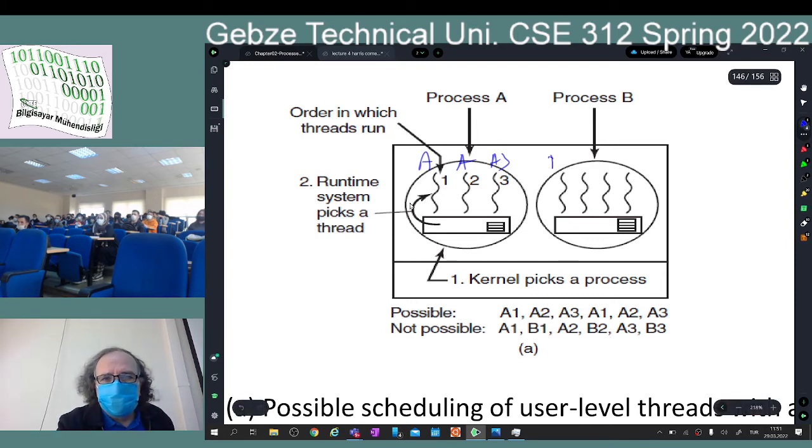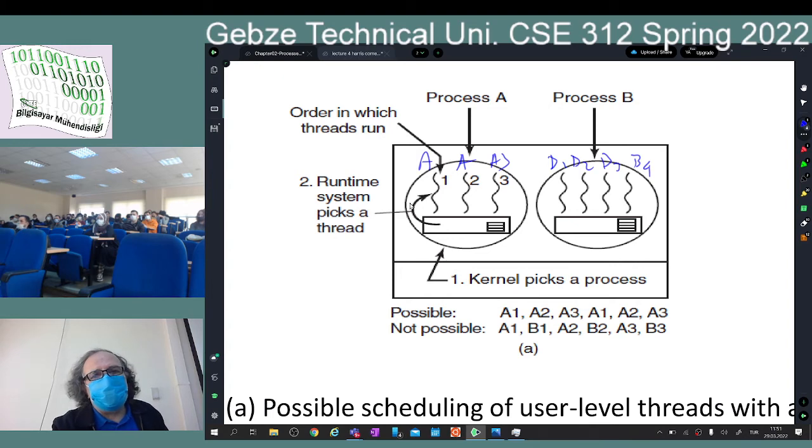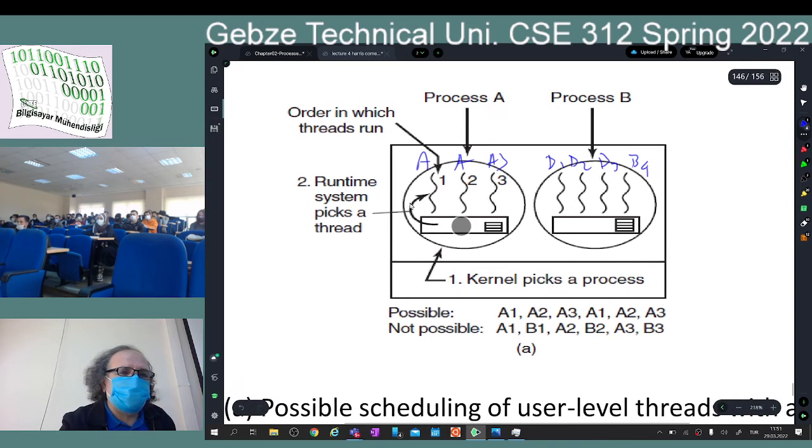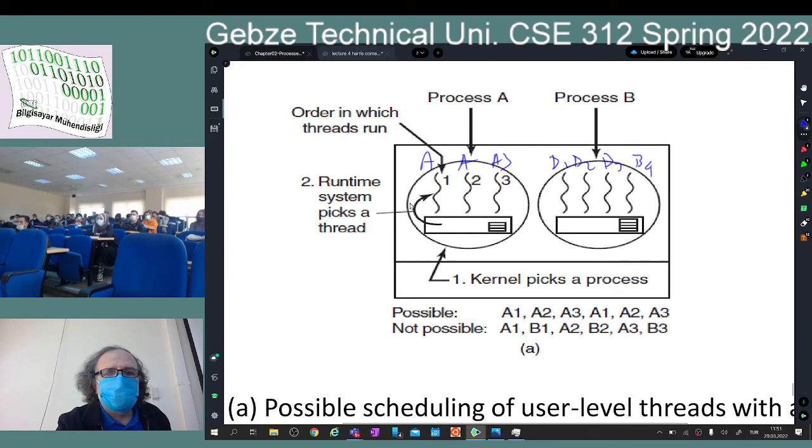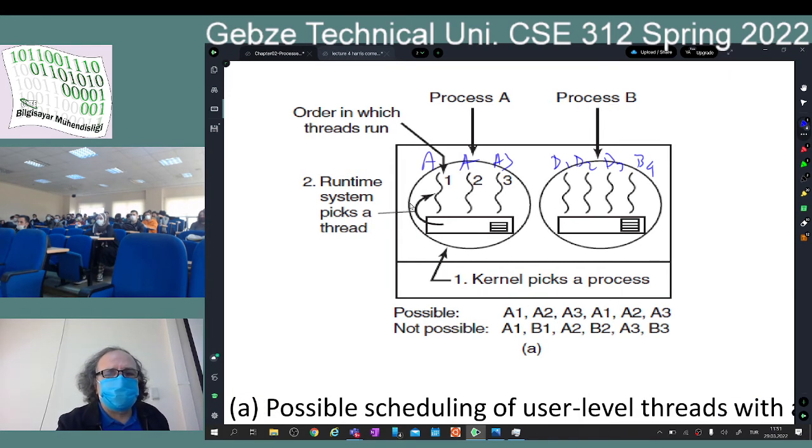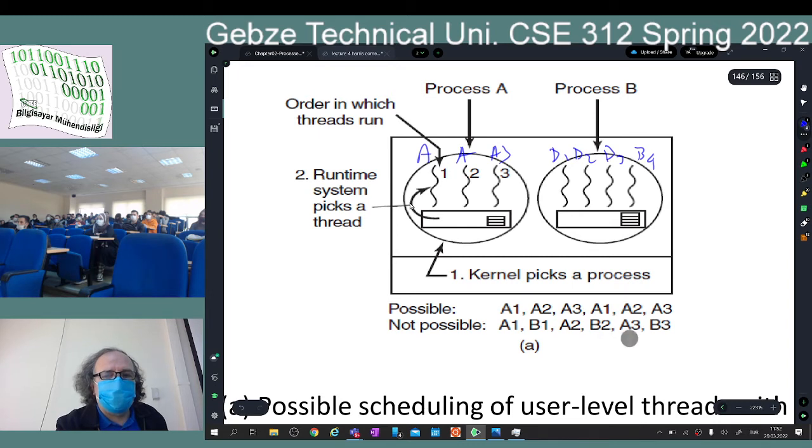And these are B1, B2, B3, and B4, the threads of process B. This is not possible with this kind of environment. You cannot, because switching happens. This one switches between the threads of process A. This one switches between the threads of process B, and the kernel switches between process A and process B. It is very difficult to see this kind of scheduling decision: A1, B1, A2, B2, A3, B3. Because switching from A1 to B1 requires the kernel to switch from process A to process B, right?